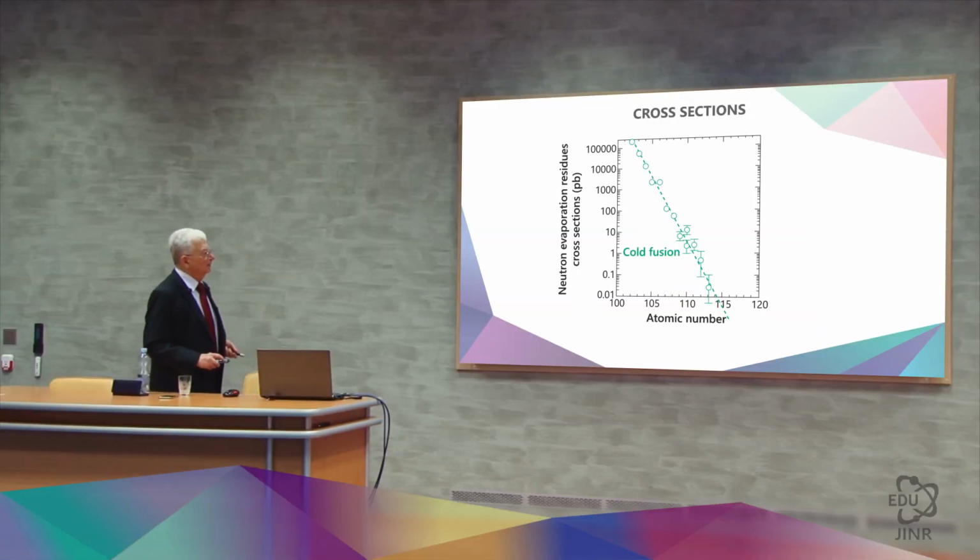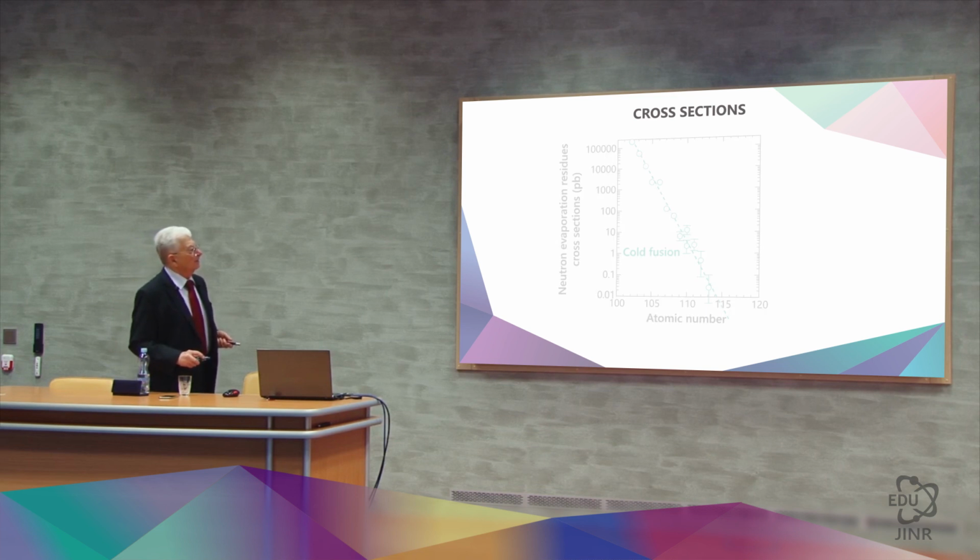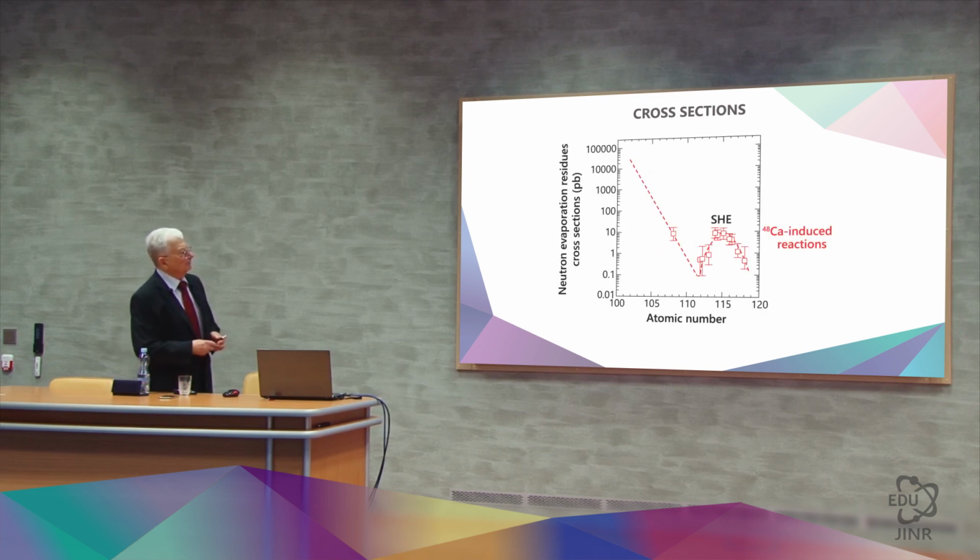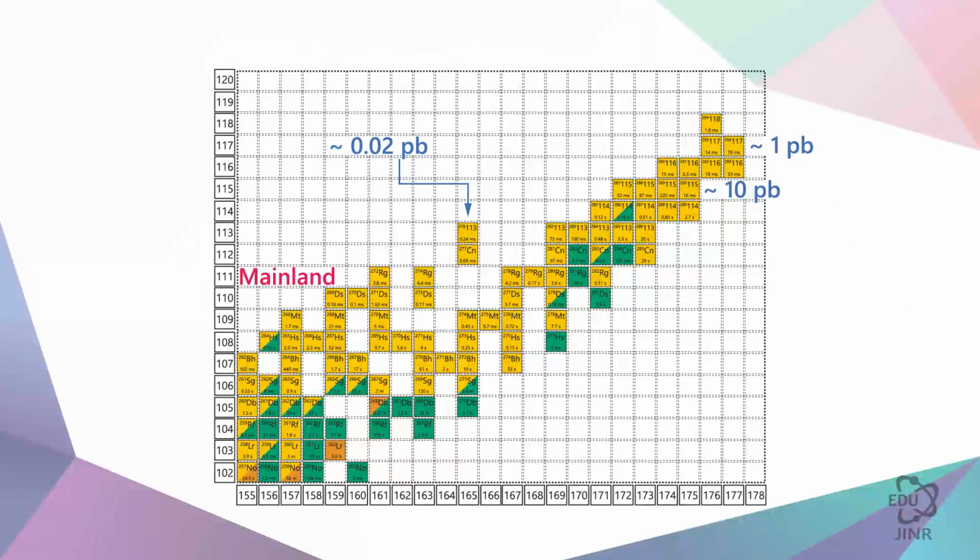Here we can see cold fusion, which lasted up to the 113th element. Of course, there is a clear advantage in using calcium-48, especially on heavy nuclei, especially in the area of superheavy elements, where this difference is about 3 orders of magnitude. This is what the nuclei look like on the island, and this is what the nuclei look like on the continent.